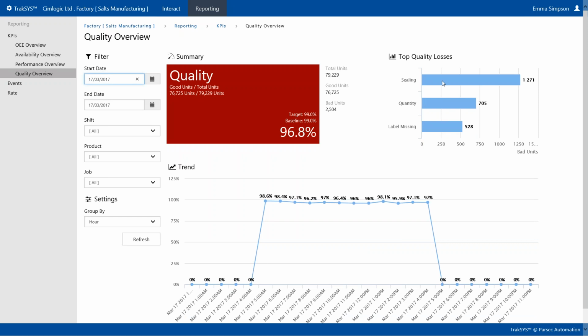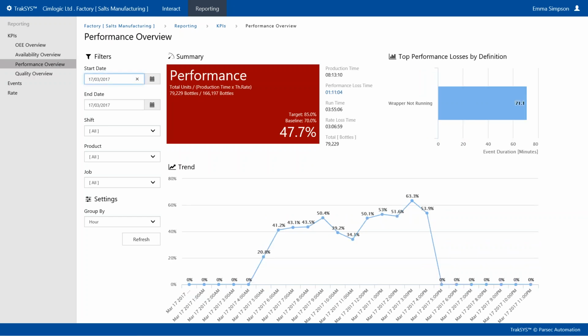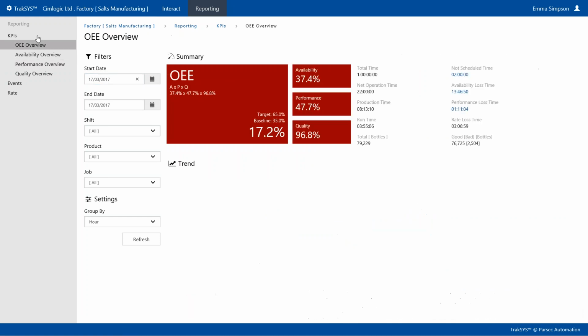The biggest contributor was the sealing. We have more than 1,000 units rejected by sealing, some by quantity, some by label, but that's actually another type of analysis that we can perform. So we will be able to drill down in quality, in availability, and performance, and see where we had our problems. Let's get back to our monthly view.